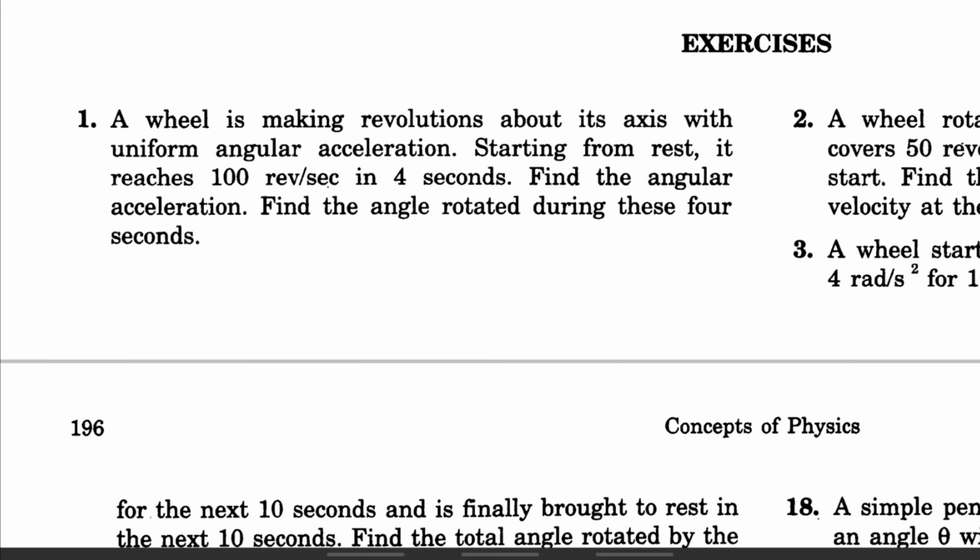The first question is, there is a wheel making revolutions about its axis with uniform angular acceleration. So we can use the three equations of motion here because the acceleration is uniform. Now it is starting from rest and it reaches around 100 revolutions per second in 4 seconds. So we need to find the angular acceleration and the angle rotated during this 4 seconds.